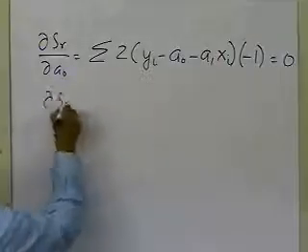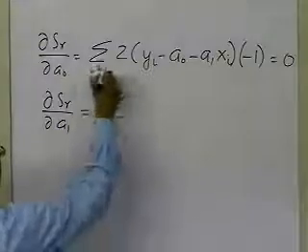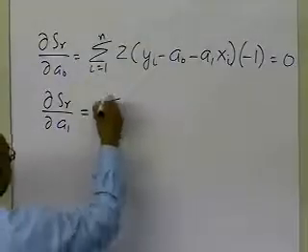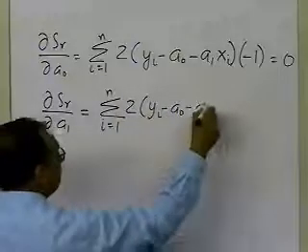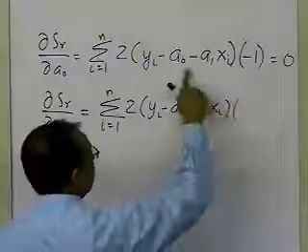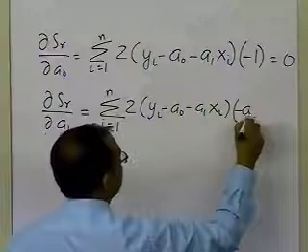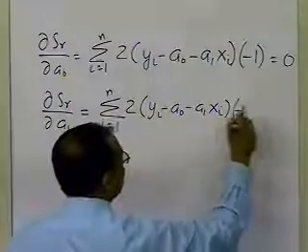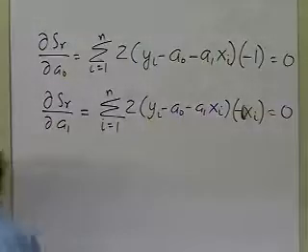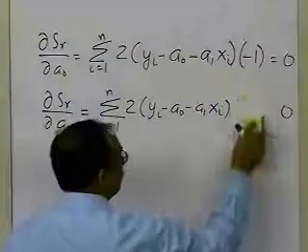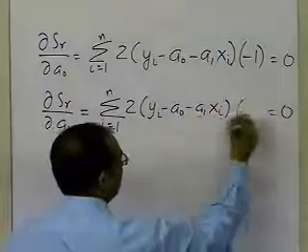And then del SR with respect to a1, summation i equal to 1 to n. So it will be 2 times (y sub i minus a0 minus a1 x sub i) times the derivative of this quantity, which will be minus x sub i, equal to 0. Because what you are doing is finding the derivative of the quantity in the bracket with respect to a1, and that will be just minus x sub i.